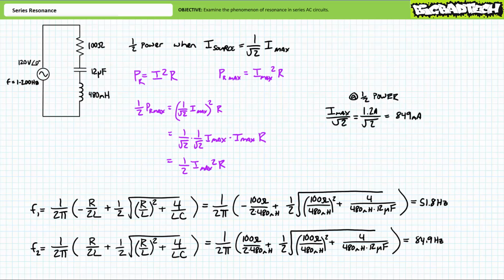Let's check our work. If everything I've been saying is true, at either one of these half power frequencies, source current should be our peak current times 1 over square root 2, or 0.707 times peak. Recall we observed a peak current of 1.2 amps. We should therefore expect a current draw of roughly 849 milliamperes at either one of these half power frequencies.